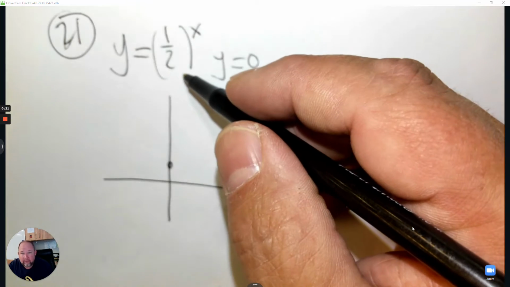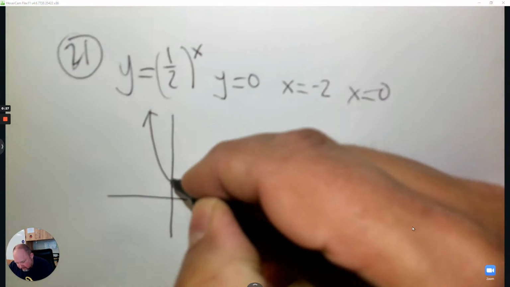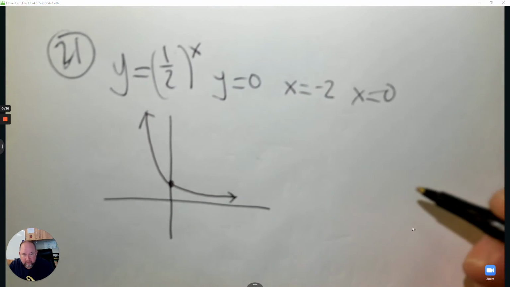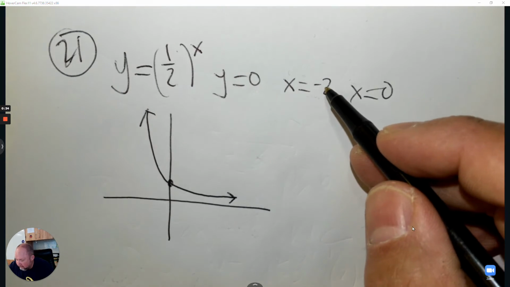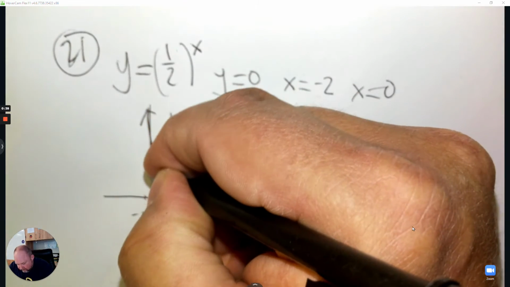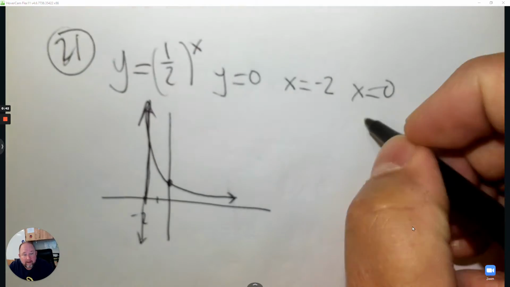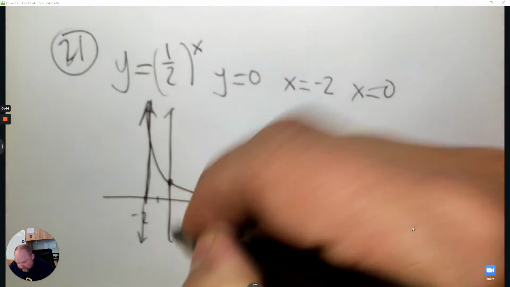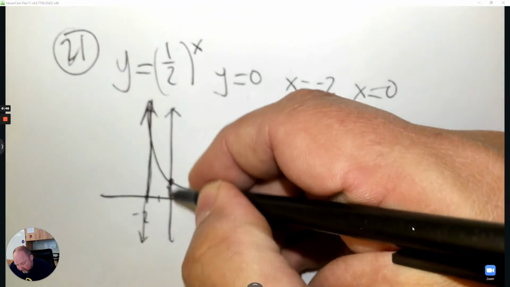Because the base is a fraction less than 1, this is a decreasing exponential. So I know the exponential curve, but it's decreasing. X equals -2, that's over here. X equals 0, that's the axis. And then y equals 0, that's the axis. So it's this area right in here.